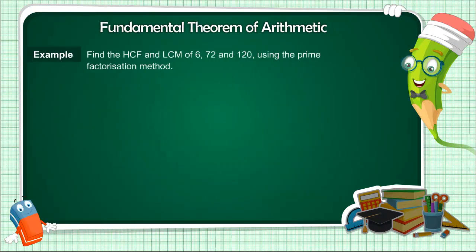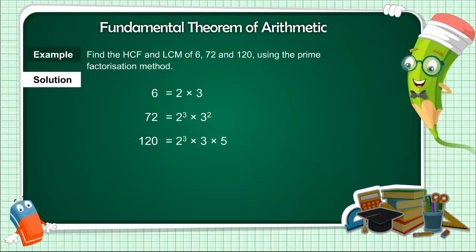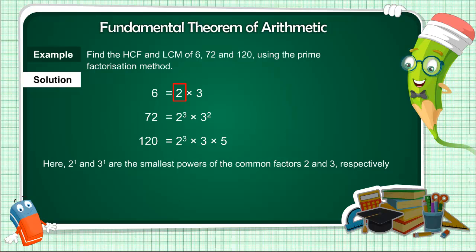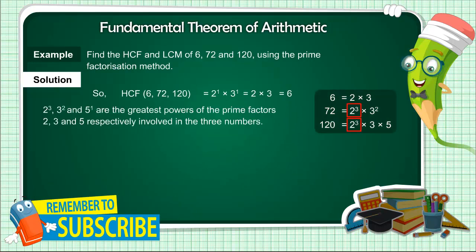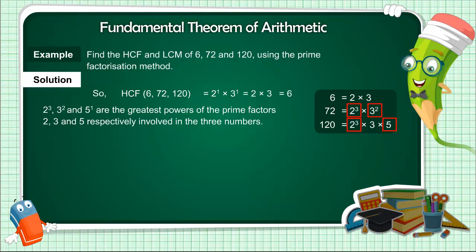Find the HCF and LCM of 6, 72 and 120, using the prime factorization method. We have here, 2 to the 1 power, and 3 to the 1 power are the smallest powers of the common factors 2 and 3, respectively. So, 2 to the 3rd power, 3 to the 2nd power and 5 to the 1 power are the greatest powers of the prime factors 2, 3 and 5 respectively involved in the three numbers.